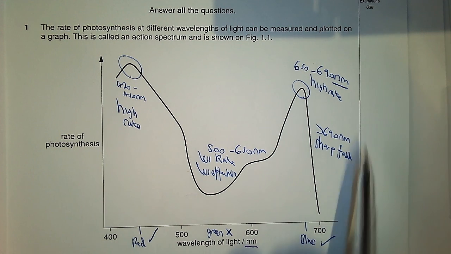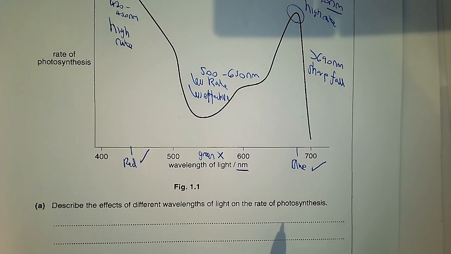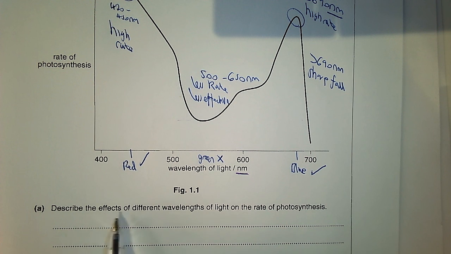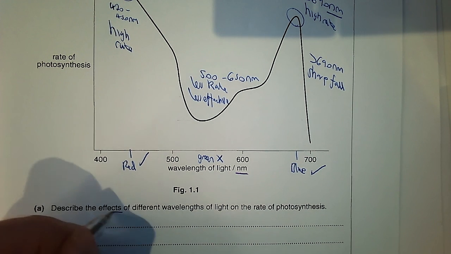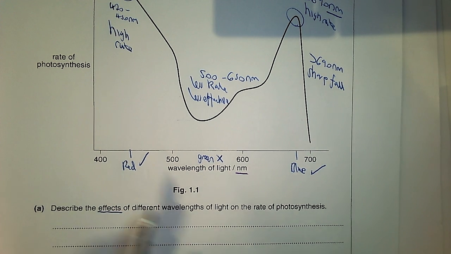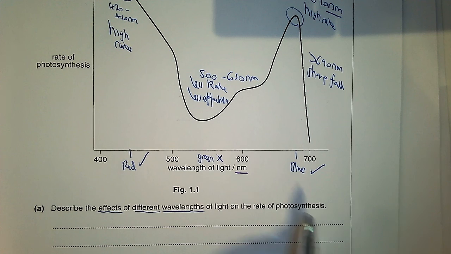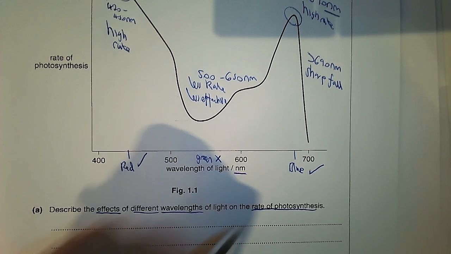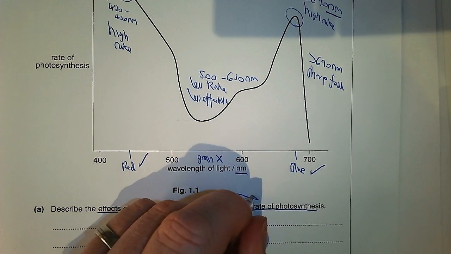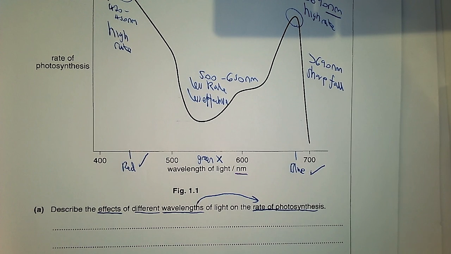Okay, so that's the graph explained. The question then says, describe the effects, so effects, more than one effect, of different wavelengths on the rate of photosynthesis. So we've got to link it to the rate. We've got to link wavelength to rate.